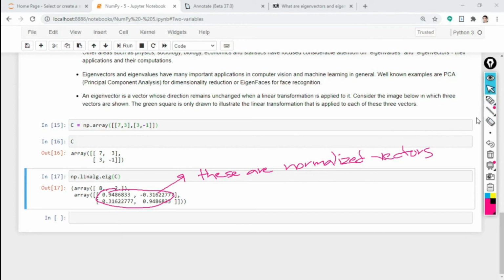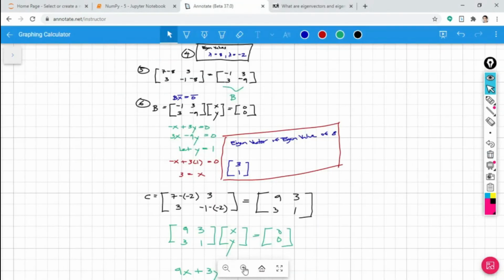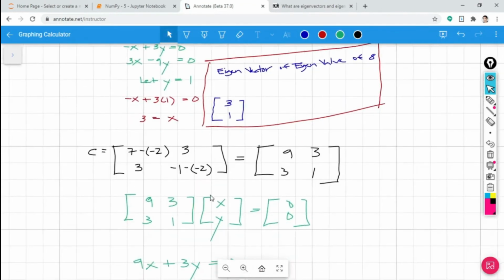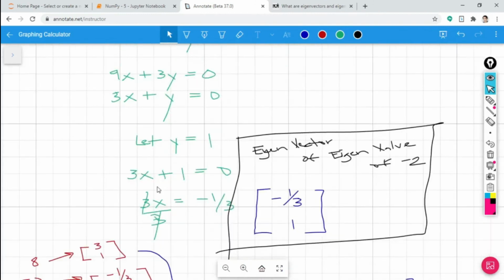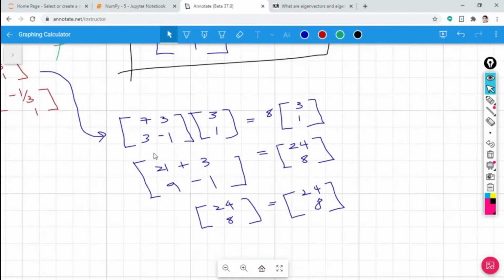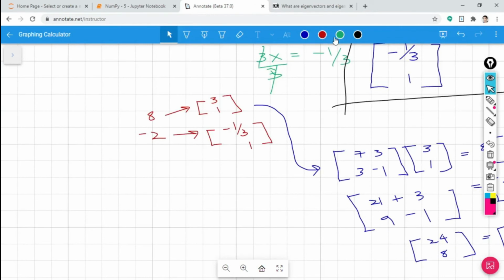In order to normalize this one, we're not done yet here, because I want to show you why the NumPy results are in those figures. So remember, for the value of 8, we got the eigenvector of 3 and 1. So for the value of 8, let me use blue. So you got 3 and 1.